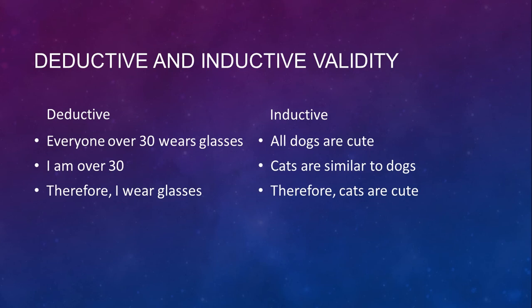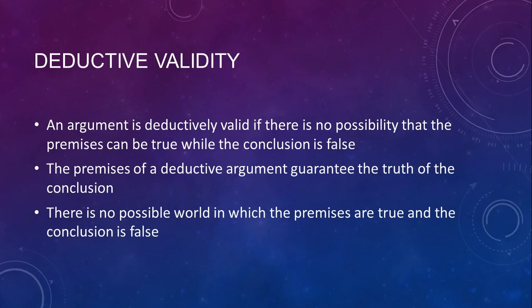Just saying two things are similar really doesn't mean that you can just take any property that you like of one and apply it to the other. You have to be similar in appearance for cuteness to transfer over, or something like that, right? So it's a much weaker inference. It's a much weaker argument, but it is nonetheless a valid argument in the inductive sense.